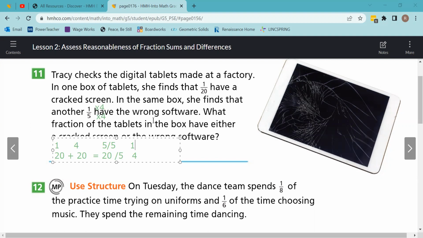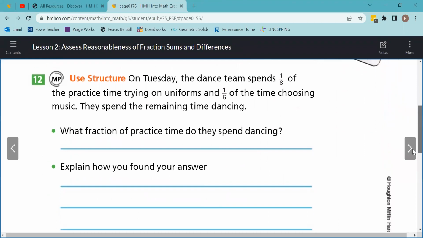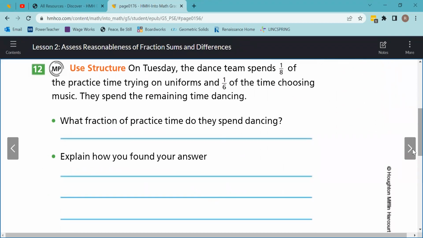Number 12, on Tuesday, the dance team spends 1/8 of the practice time trying on uniforms and 1/6 of the time choosing music. They spend the remaining time dancing. What fraction of practice time do they spend dancing?